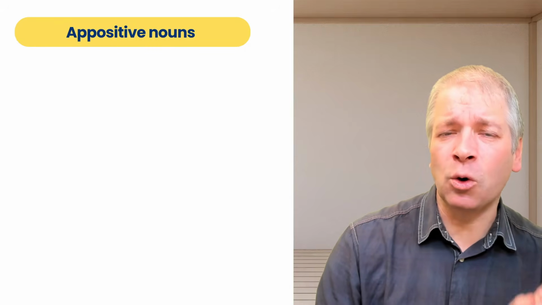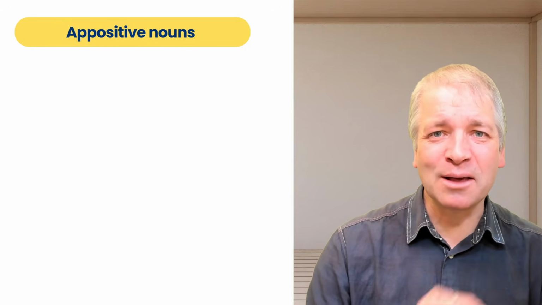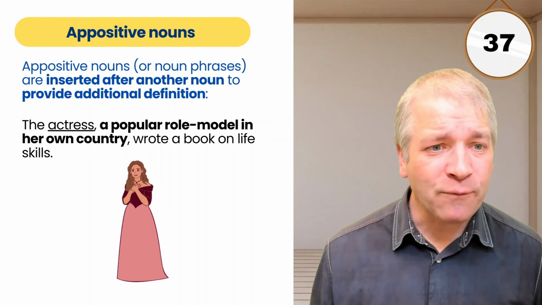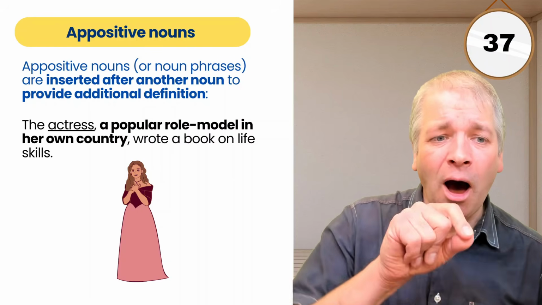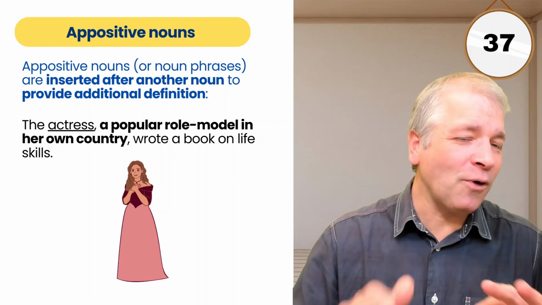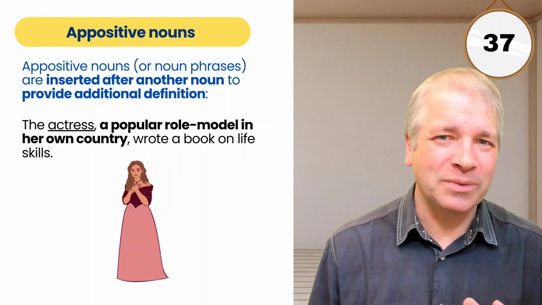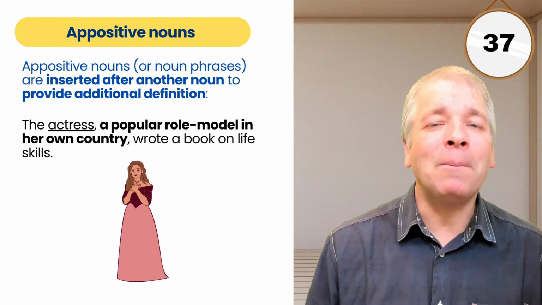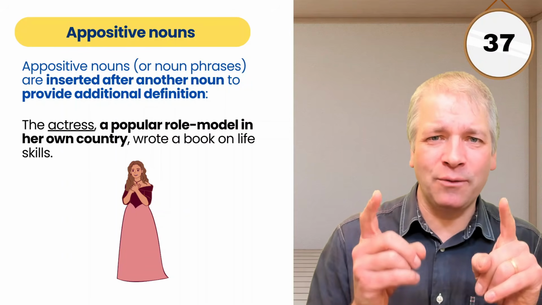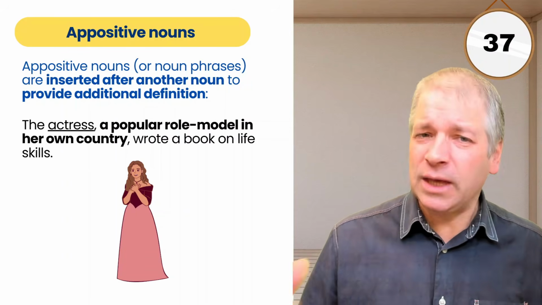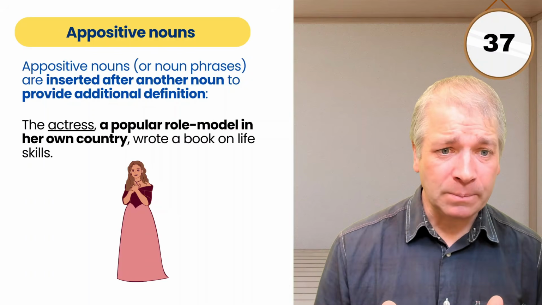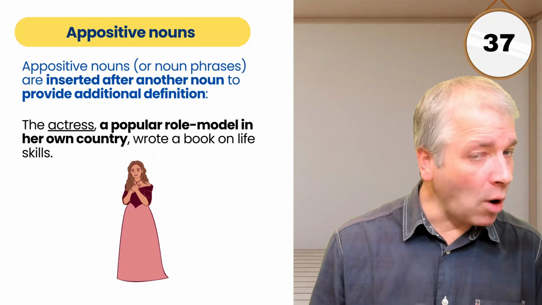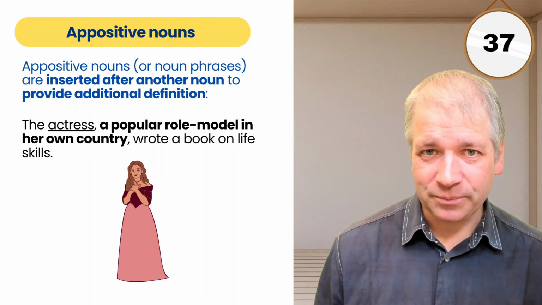Let's quickly look at something called appositive nouns. And this is a special use of nouns where a noun or a noun phrase is inserted after another noun to provide additional definition. It's a little bit like a clause inserted after a noun, but in this case it's just a noun phrase on its own. Look at the example here. The actress, a popular role model in her own country, wrote a book on life skills.